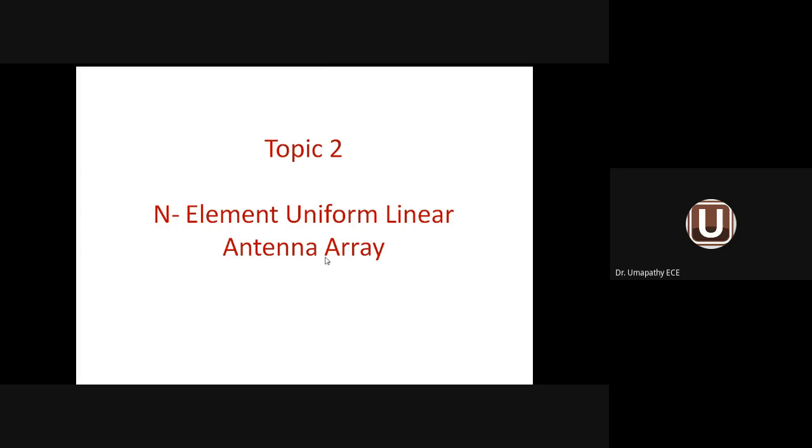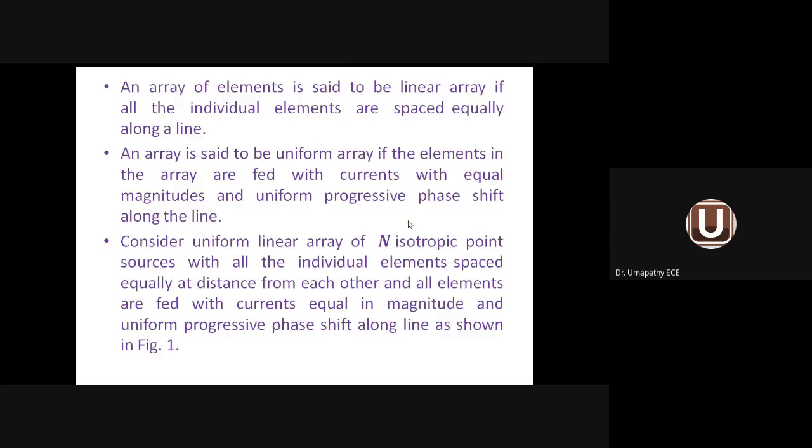N element uniform linear array. I was telling the meaning of linear. Linearity means all the sources are available in a straight line. Uniform means the progressive phase shift between adjacent elements is the same. So we have discussed the 2-element uniform linear antenna array, but this one is the n-element uniform linear antenna array.